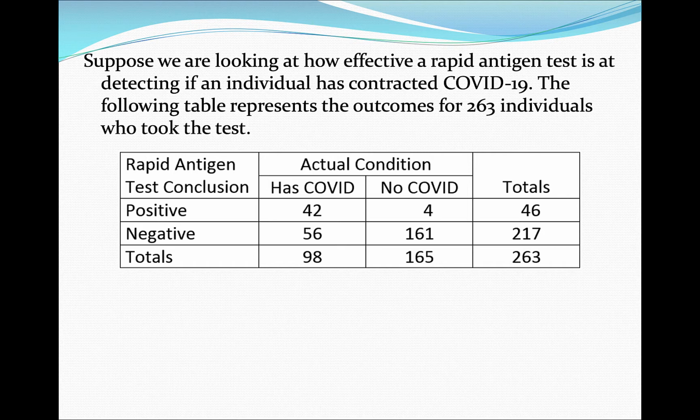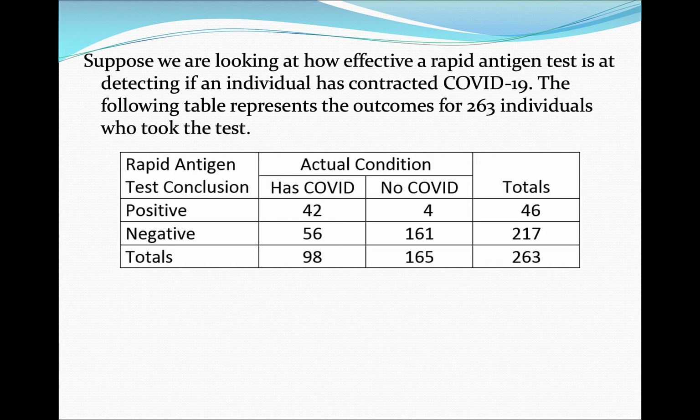The way we set up these tables is that the rows of the table represent the outcomes of the test. Here we're using the rapid antigen test, so the outcome will either be positive or negative. If it's positive, that indicates that you have COVID. If it's negative, it indicates that you do not have COVID. Of course, these tests are not always right. They can make mistakes, and we can get a false positive or a false negative. The columns of the table then represent the actual condition: the person actually has COVID, or no COVID, meaning they do not have COVID.